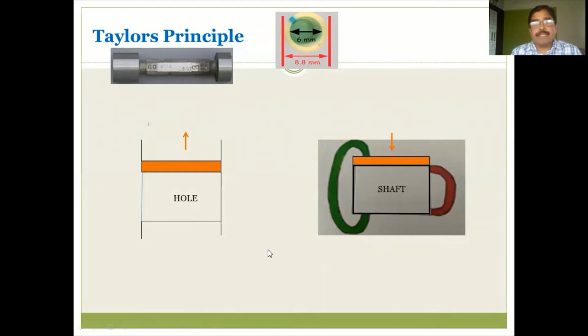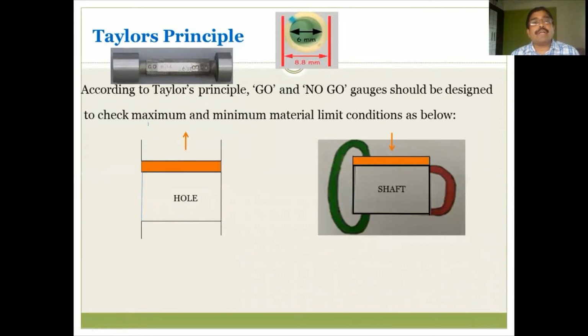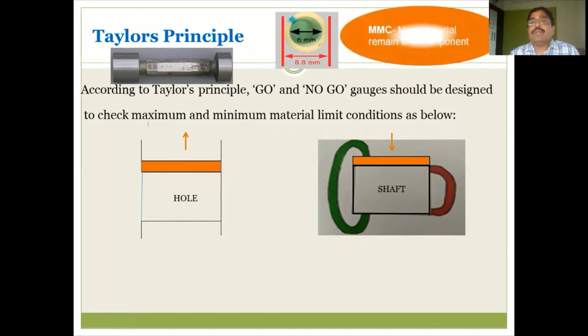Now what does Taylor's principle tell us? According to Taylor's principle, go and no-go gauges should be designed to check maximum and minimum material limit conditions. First of all, we'll discuss the meaning of maximum material condition. MMC means maximum material condition, or we can say maximum metal condition. In a maximum material condition, the maximum material must remain with the component.